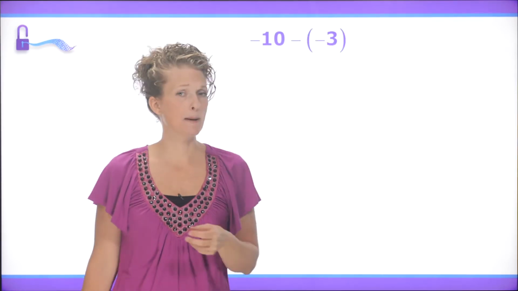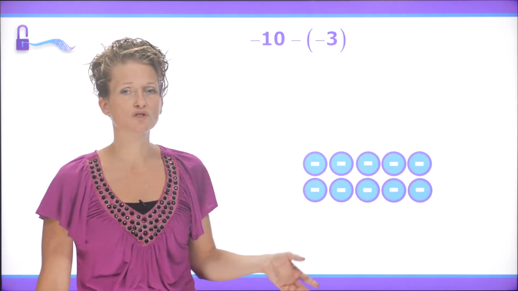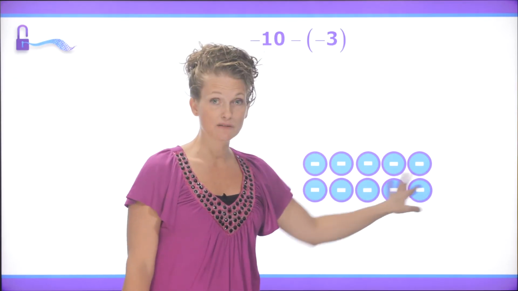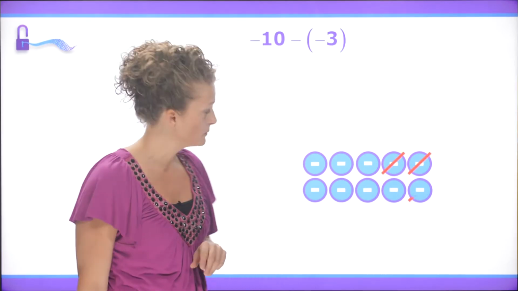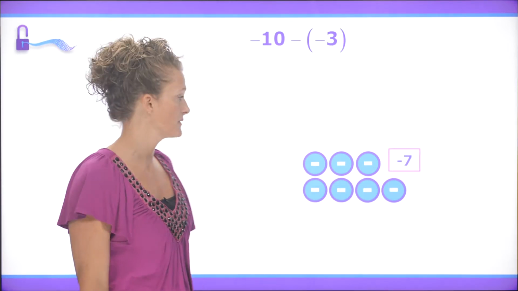How about negative 10 minus negative 3? All right, so here's negative 10, and we want to subtract negative 3. Well, we have negatives here, so we simply need to subtract them, 3 of them, and they disappeared, so what are we left with? Well, we're left with negative 7.